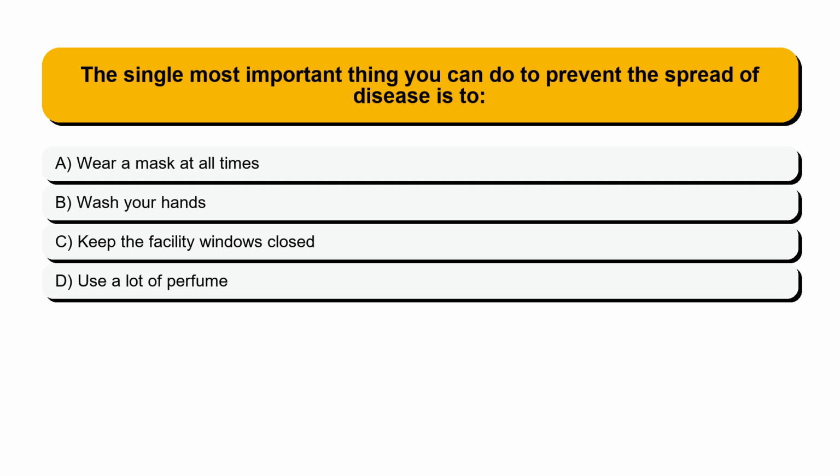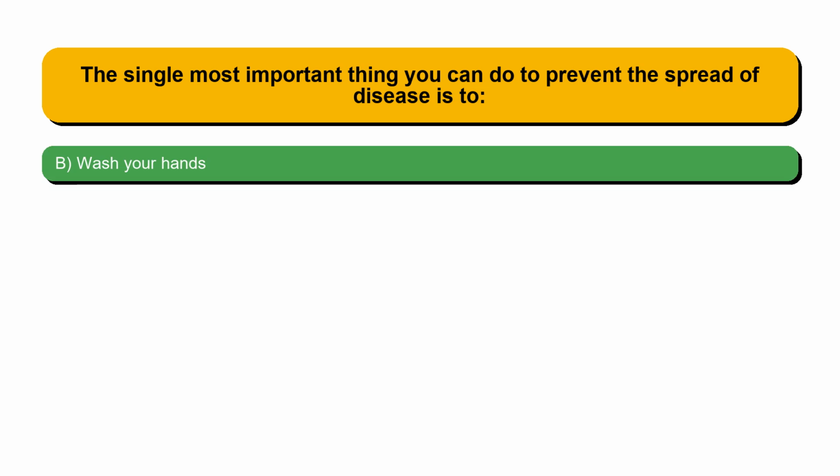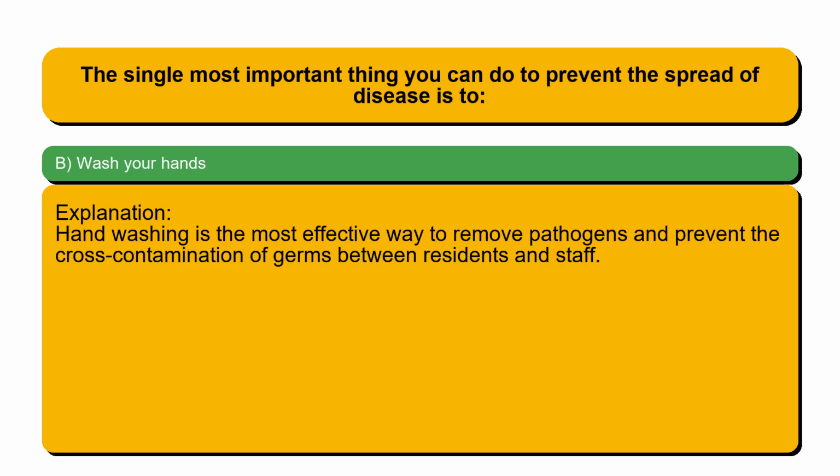Question 5. The single most important thing you can do to prevent the spread of disease is to Option A. Wear a mask at all times. Option B. Wash your hands. Option C. Keep the facility windows closed. Option D. Use a lot of perfume. The correct answer is option B. Wash your hands. Hand washing is the most effective way to remove pathogens and prevent the cross-contamination of germs between residents and staff.